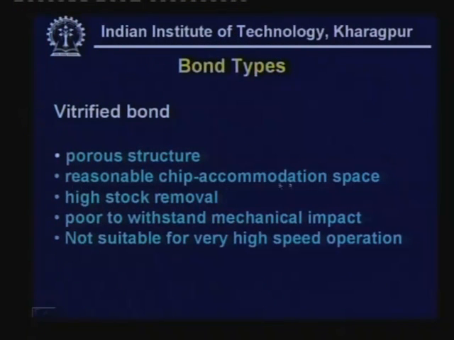That gives reasonably cheap accommodation space. Since we have cheap accommodation space, it can be used for stock removal grinding. However, there are 2 shortcomings. It cannot have very high impact resistance, number 1, and it is also not good for high speed operation. If we have a solid wheel made with vitreous bond, because of high speed operation there could be some centrifugal stress, and with this centrifugal stress there can be some breakage of the bond, and with this breakage of the bond we have a problem with the wheel.